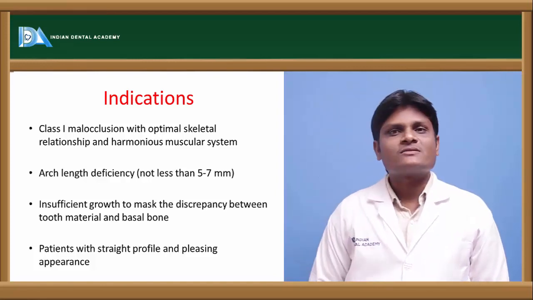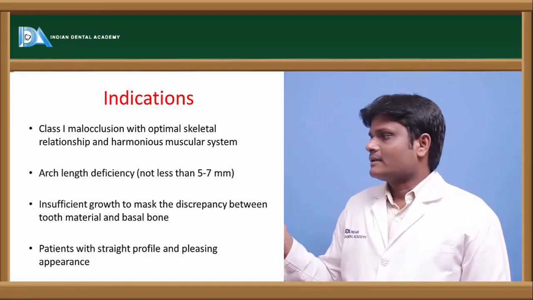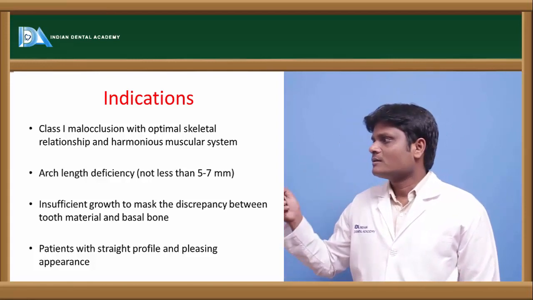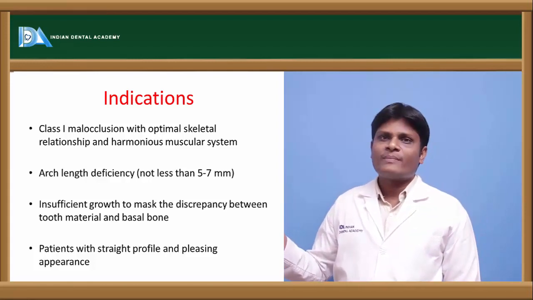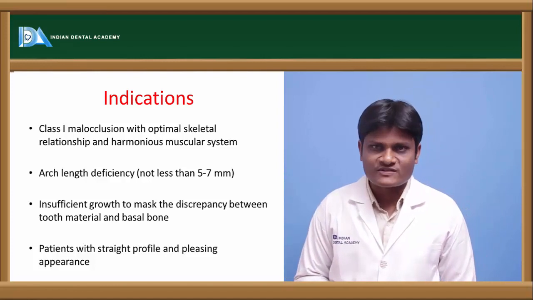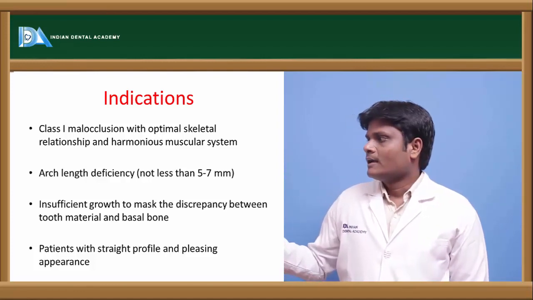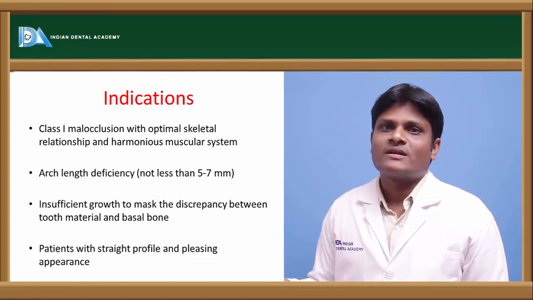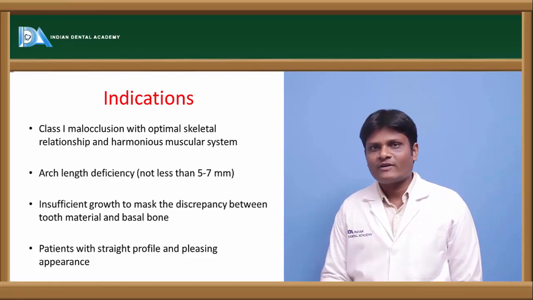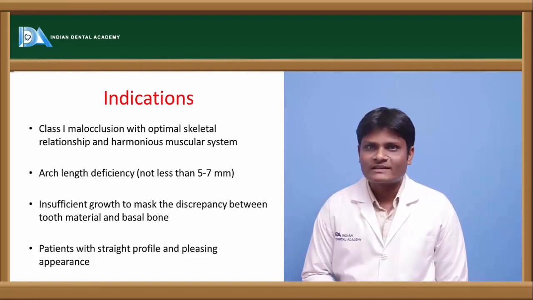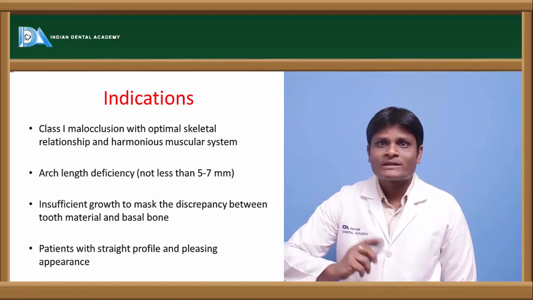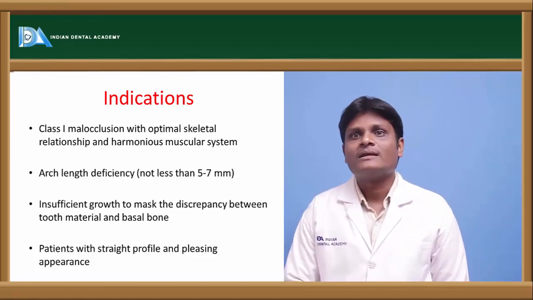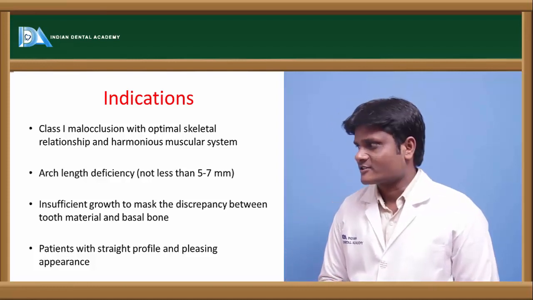Let us look into the indications of serial extraction. The main indication of serial extraction is class 1 malocclusion with optimal skeletal relationship and harmonious muscular system, and presence of arch length deficiency which is not less than 5 to 7 mm. If the arch length deficiency is less than 5 mm, there is no need of serial extraction. But if the arch length deficiency is more than 5 to 7 mm, then it is an indication for serial extraction.